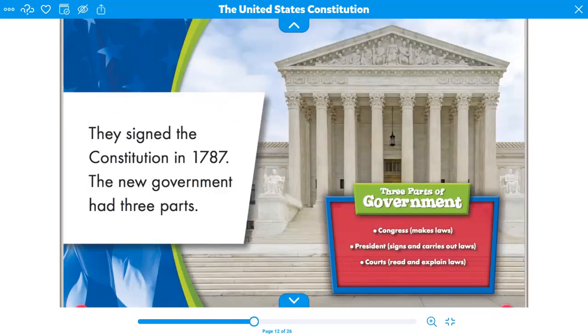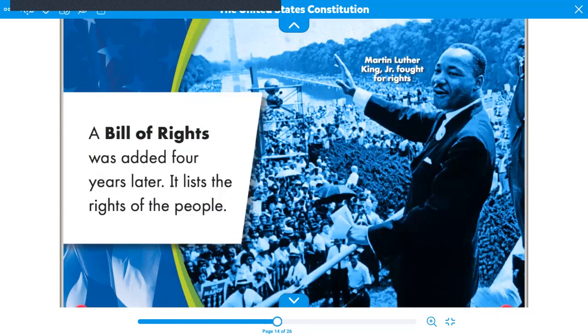The new government had three parts: the Congress, which makes laws, the President, who signs and carries out laws, and the courts, who read and explain laws. All three of these parts are equal. A Bill of Rights was added 4 years later. It lists the rights of the people. And here on this caption, it says Martin Luther King Jr. fought for rights.